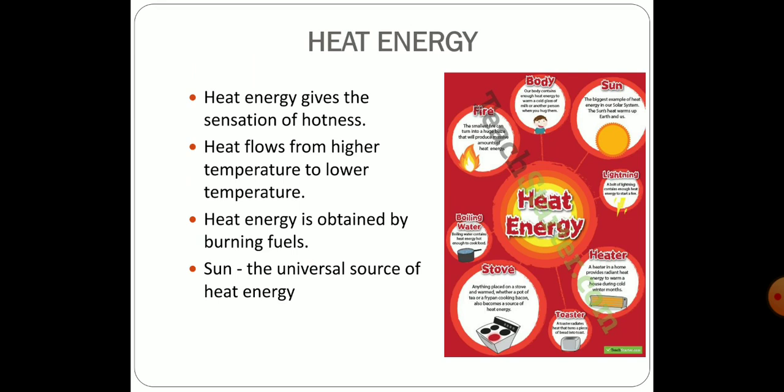So look at the picture. What do you see? First is the sun, on the right hand side. It is the biggest example for heat energy, the universal source of heat energy. Without the sun, we would have no heat and no light on earth. Okay, then lightning. What is lightning? Lightning, whenever it happens, you get heat energy and light energy.